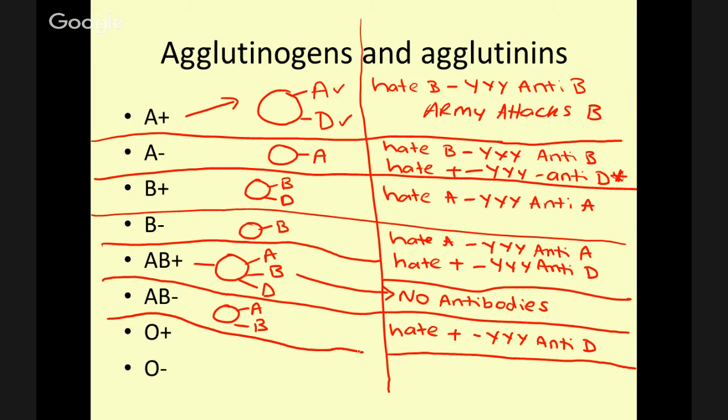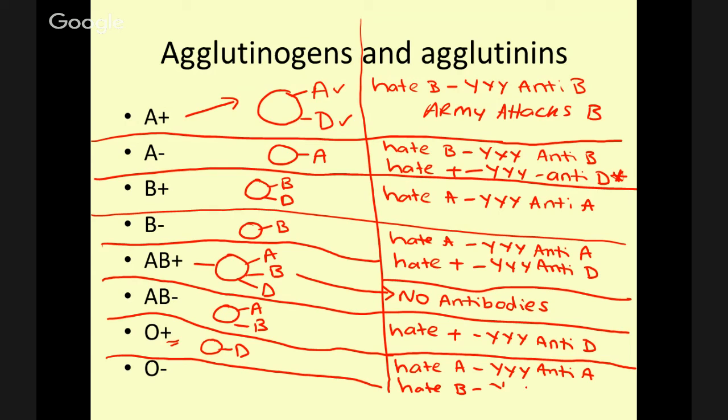Now, how about O? This is where people tend to get confused when we get to O. Remember, O has no flags on it for A or B, but O positive must have the D flag. The D is what makes a blood type positive. So the O positive will have D flags. So that means it's going to hate A blood. It's going to have an army of antibodies that are anti-A. It's going to hate the B blood. It's going to have an army of antibodies that are anti-B. And then that's going to be it for that one.